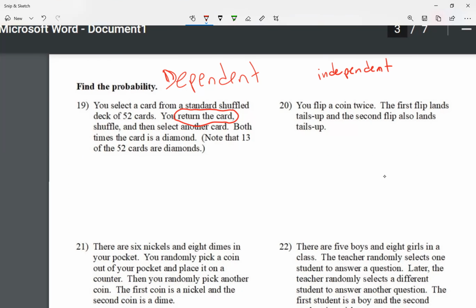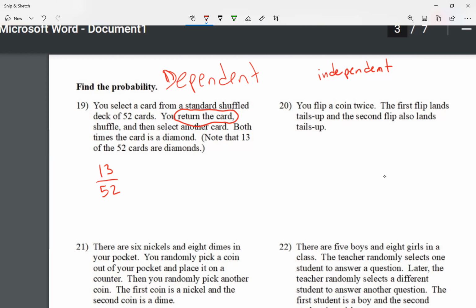All right, so I have the cards and I pull a diamond, right? My first event, I get a diamond. There's 13 out of 52, so I'm just going to say it. All right, 13 over 52. So that's my outcome of the first event, right? I got a diamond out of 52 cards. Now I return the card. I return it. So whatever happened on the first event does not affect the second event. So that's what we call independent.